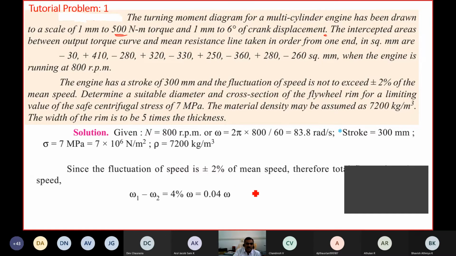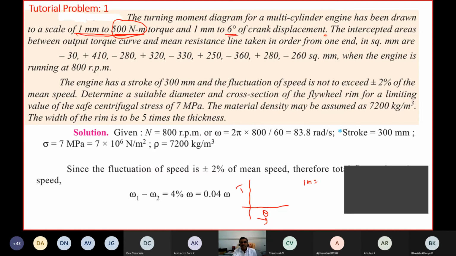Generally, what is a turning moment diagram? It is a graph between torque and theta. On the y-axis, 1 millimeter is equal to 500 Newton meter. Whenever you draw a graph, we take some scale, because here all dimensions are in millimeters, but we use torque, so you have to convert it into millimeters. Here, 1 millimeter is equal to 500 Newton meter, and on the x-axis, 1 millimeter is equal to 6 degrees.